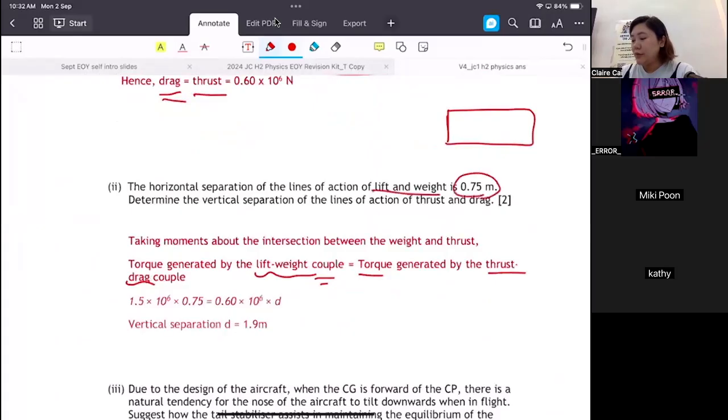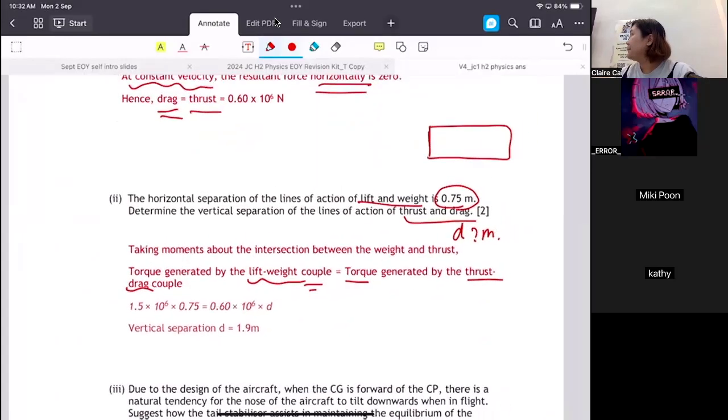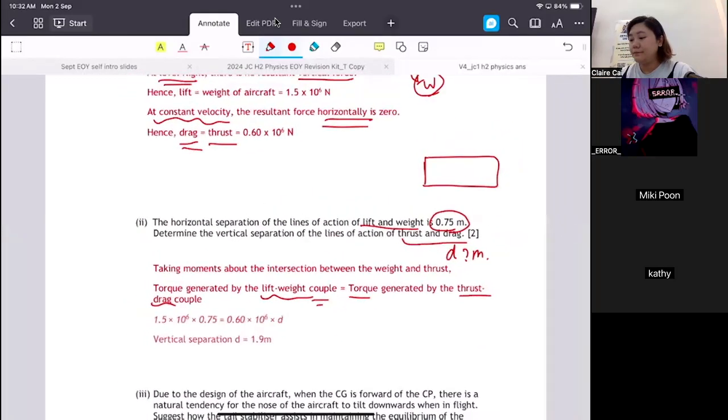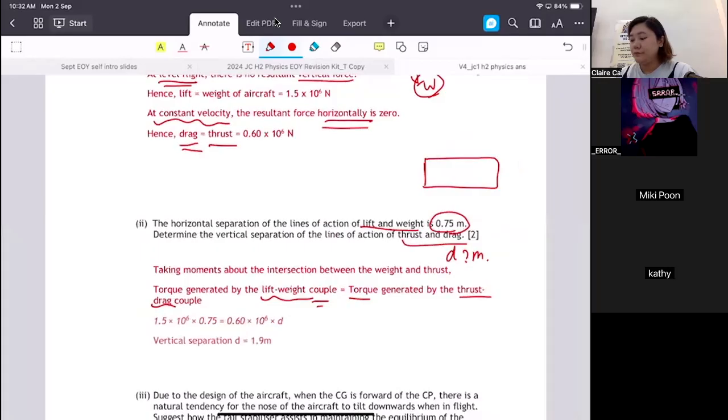For the lift and weight, their separation is 0.75. Then for the thrust and drag, their D is unknown. So we can actually equate them. So the formula is F times D, the force times the separation.